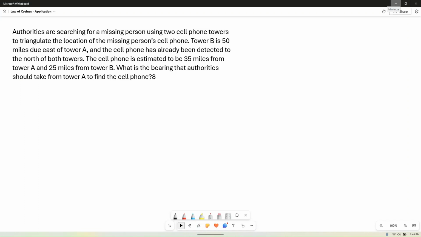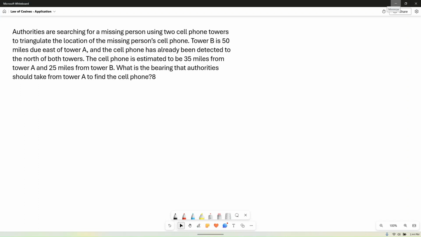Let's look at an application example using law of cosines. In this example, we are told that authorities are searching for a missing person, and they're using two cell phone towers to triangulate to locate the person's cell phone. We have two towers. Tower B, we're told, is 50 miles due east of Tower A, and the cell phone has been detected somewhere to the north of the towers.